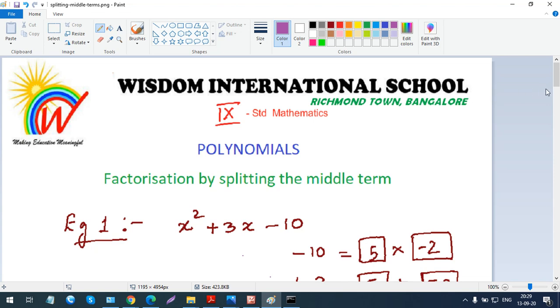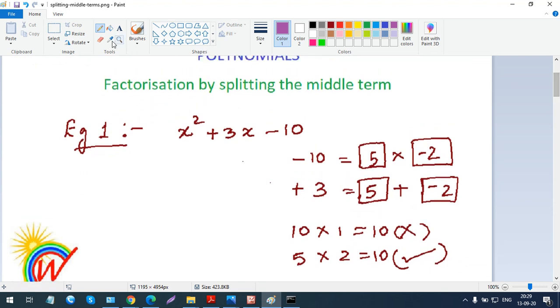also. We do this for equations where you have an x square term, that is, the degree of the equation is 2. A particular equation where the degree is 2 is called a quadratic equation. So we are going to see how to factorize a quadratic equation.